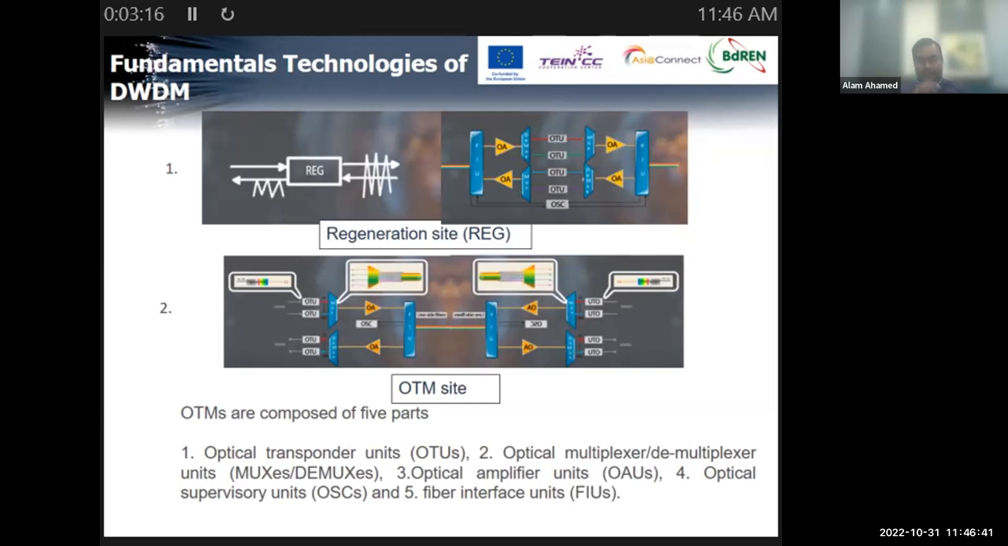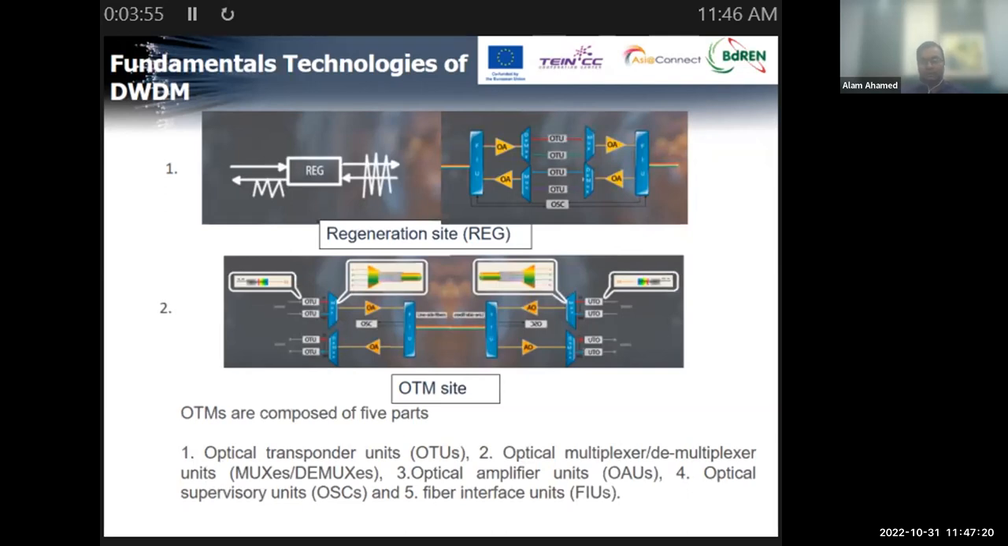Let us talk about the composition of each type of OTM. The optical terminal multiplexer site allows only one direction of light, meaning all optical signals transmit here. As shown in the figure, OTM is composed of five parts: optical transponder unit OTU, optical MUX and DMUX, multiplexer and demultiplexer unit, optical amplifier unit, optical supervisory channel unit, and optical interface unit.